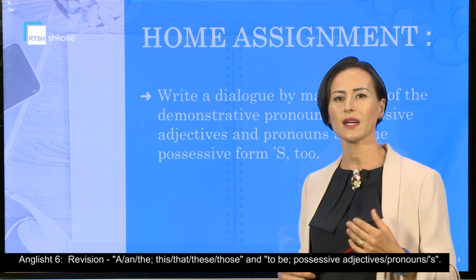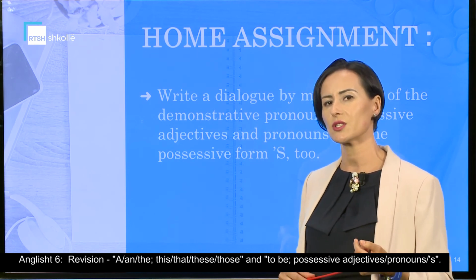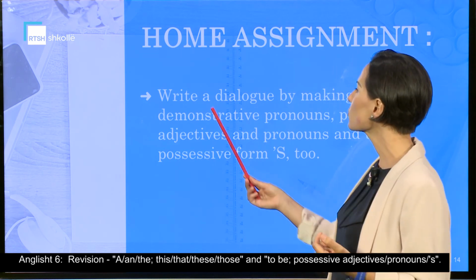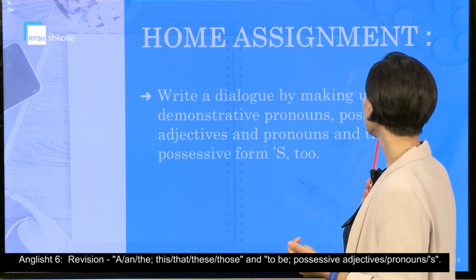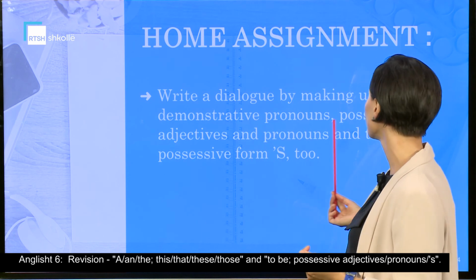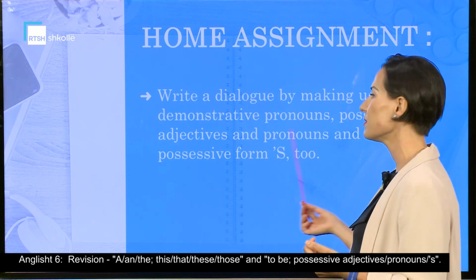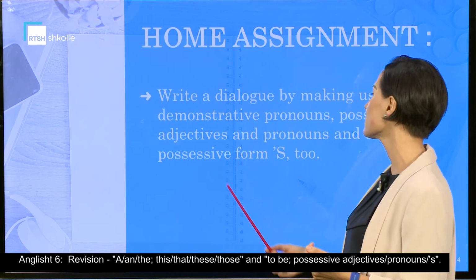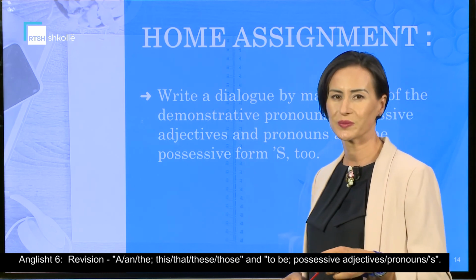Lastly, I would like to assign to you, my dear students, a writing assignment. You should write a dialogue by making use of the demonstrative pronouns, possessive adjectives and pronouns, and the possessive form, too.